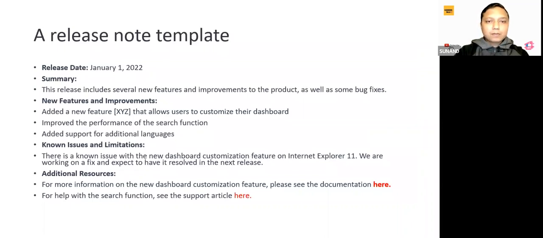Okay, so you can see over here, the release date is mentioned, the summary is mentioned. This release includes several new features and improvements to the product as well as some bug fixes. Instead of several, you can mention specifically what those features are. Now, new features and improvements: added a new feature ABC XYZ that allows users to customize their dashboard, improved the performance of the search function, added support for additional languages, known issues and limitations, additional resources.